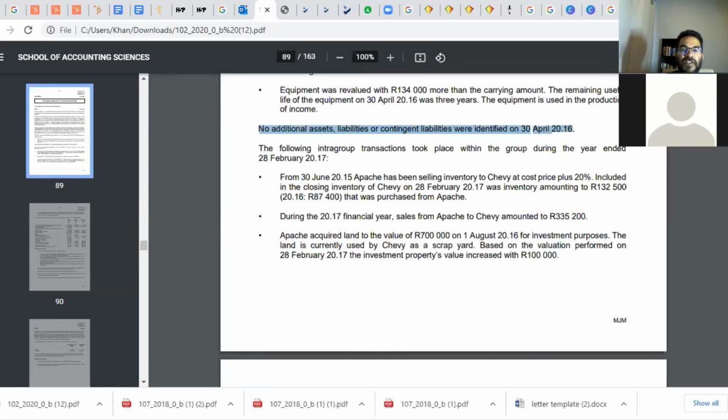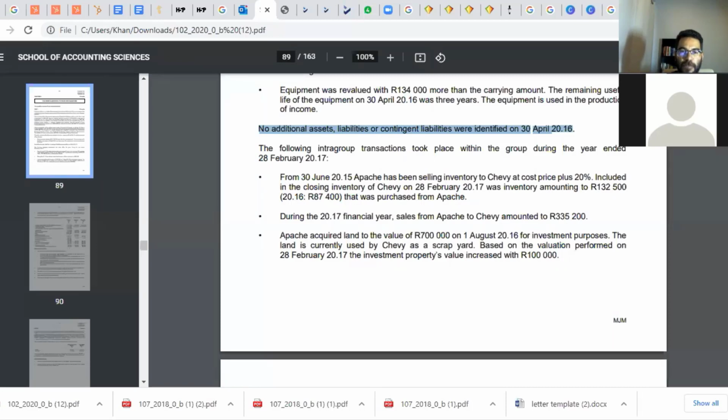Then they're saying during the 2017 financial year, sales from APAC to Chevy amounted to 335,200. Okay, so remember, when it comes to inventory, bullet point 1 and bullet point 2 both deal with the inventory intercompany journal entry. The inventory intercompany journal entry has 3 parts. Number 1, eliminate the intercompany sale. So we will eliminate bullet point number 2, which is saying debit sales, P&L, 335,200, credit cost of sales, P&L, 335,200.